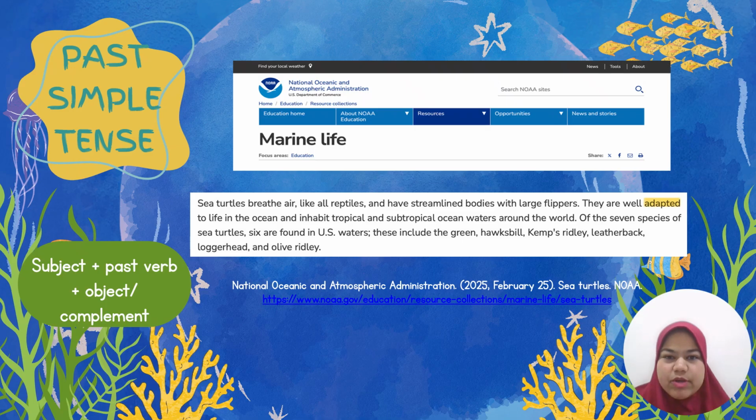Okay, now we are moving to the past simple tense. First, I will talk about the formula. The formula is subject plus past verb plus object or complement. So, as you can see here, the example is about marine life. They are well adapted to life in the ocean and inhabit. So, we can see that they are the subject. Adapted is the past verb. Then the ocean is the object.